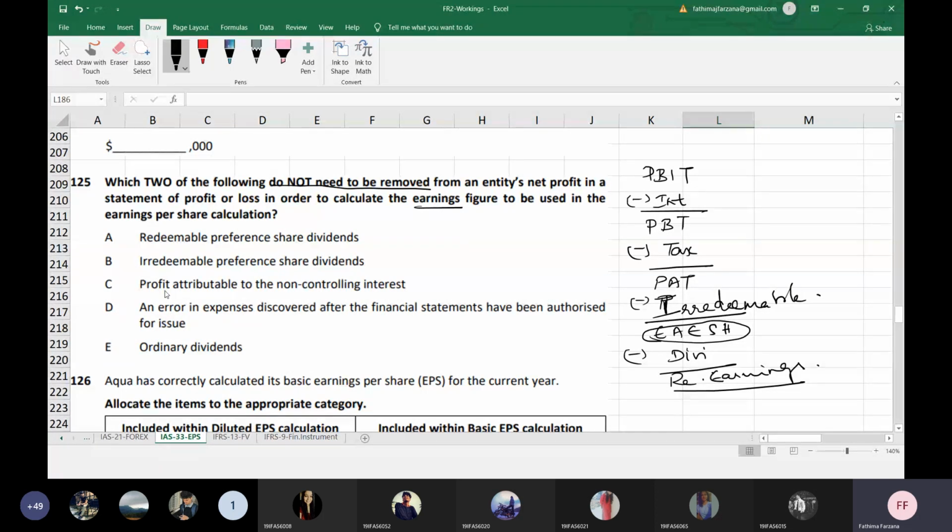We'll go to C. Profit attributable to non-controlling interest. Should be removed. So does it qualify as not needing to be removed? No. So this is ruled out. Then coming to D. An error in expense discovered after the financial statements have been authorized for issue. You remove it or not?